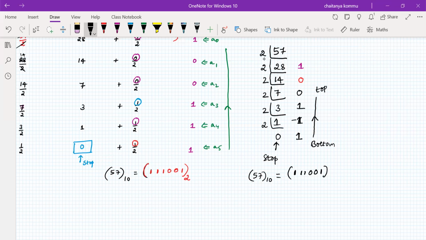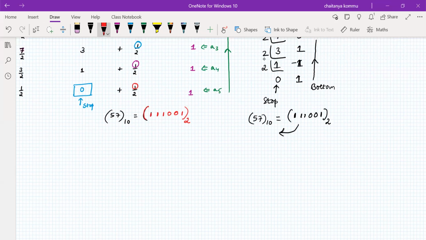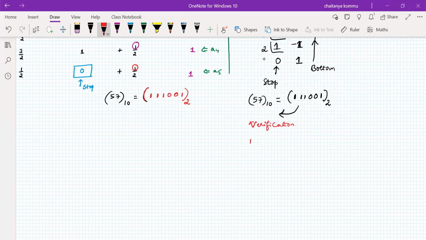You may ask the question, sir, how is it correct? How do we check whether I have done it correctly or not? That's also possible. Again, we have to do the reverse conversion. How do we verify? Verification. As we know, 111001 must be equal to 57.